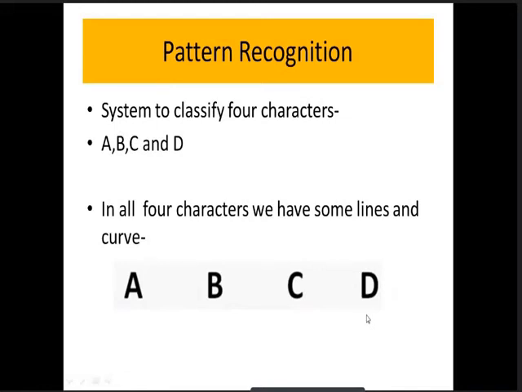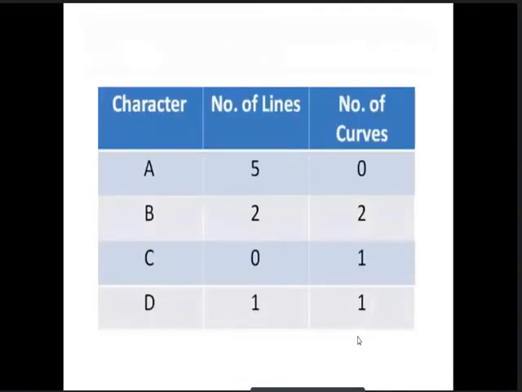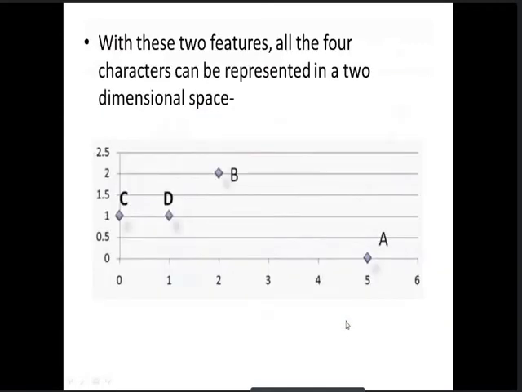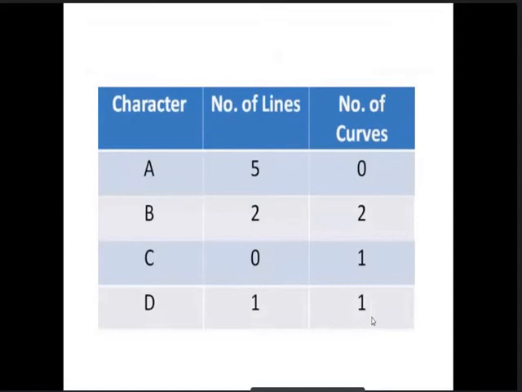The number of lines and number of curves, I am representing through this table. For A, we have 5 lines and 0 curves. For B, 2 lines, 2 curves. C, 0 lines, 1 curve. D, 1 line, 1 curve. And this 5, 0 is the pattern of A, 2, 2 is the pattern of B, 0, 1 is the pattern of C, and 1, 1 is the pattern of D.